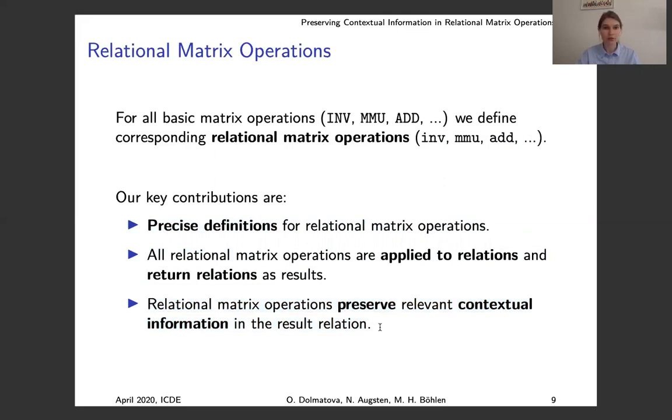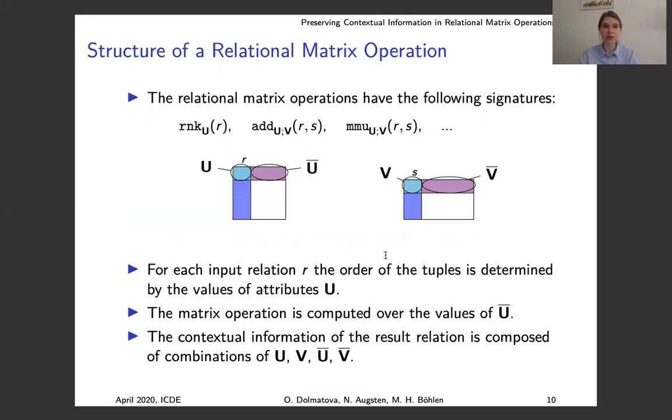We consider a few examples of relational matrix operations, but let's start with the structure. So here you can see the relational rank computation, the relational element-wise addition, and relational matrix multiplication. All these operations have the following structure. The name of the operation, 3 letters, then the input relation or input relations in case of a binary operation. And for each input relation, the list of attributes like U or U and V in binary operation is specified.